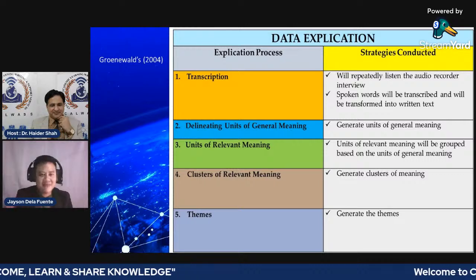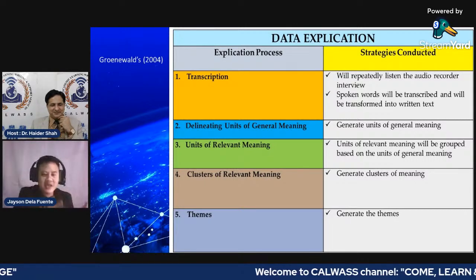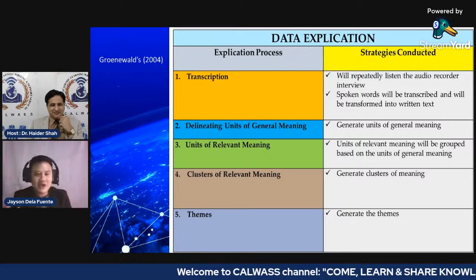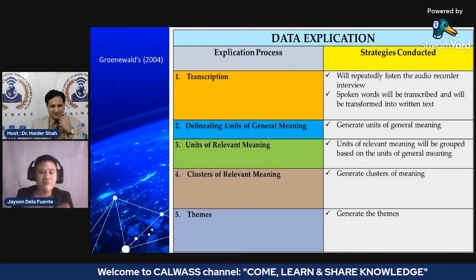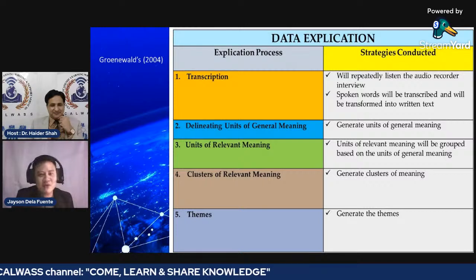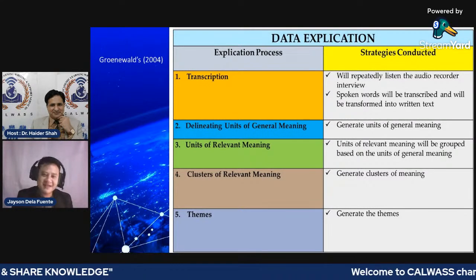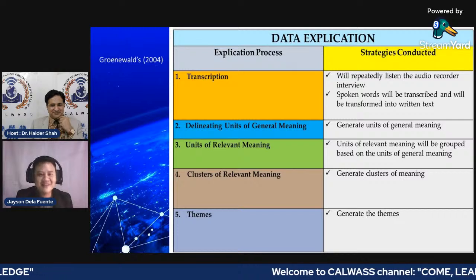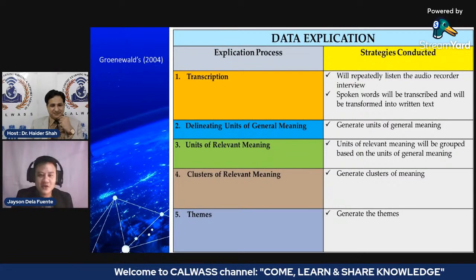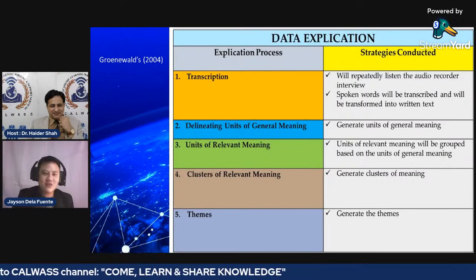Then after which, you have all the clusters. From the clusters, you can analyze them, informing your themes. So this is the beauty of Grunwald's data explication process. He has only 5 processes. Very easy. Transcription, delineating units of general meaning, units of relevant meaning, clusters of relevant meaning, and the last one, you can generate your themes.